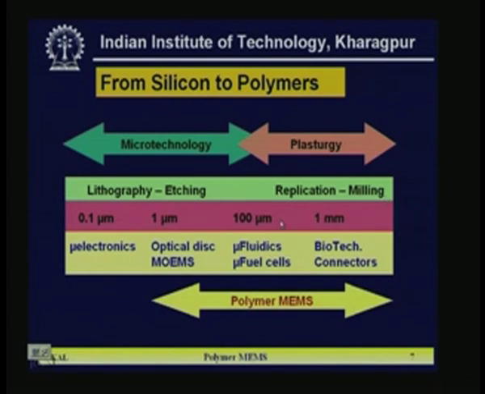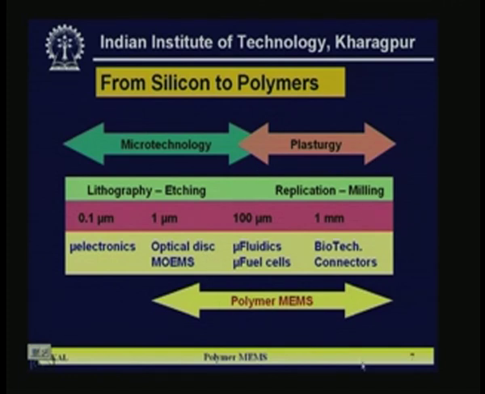Replication, again there, if you go for 100 micron, those 100 micron designs are required for microfluidics and microfuel cells, and if you go for 1 millimeter, those are required for biotechnology connectors. So, this area means 100 micrometer to 1 millimeter, which normally we get by replication and milling technology. This basically deals with polymer MEMS.